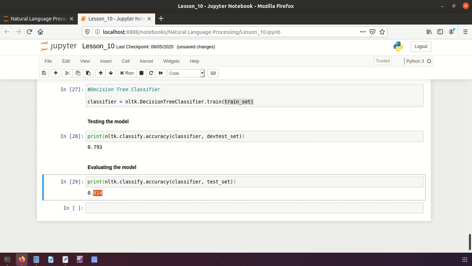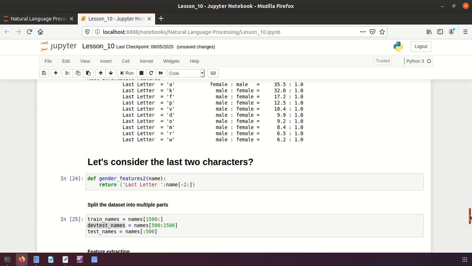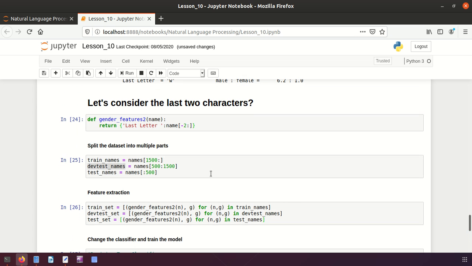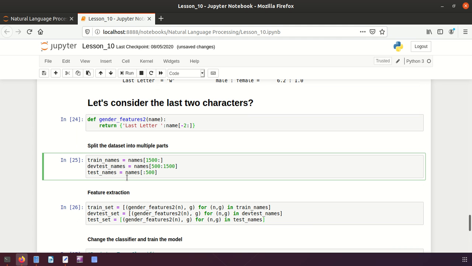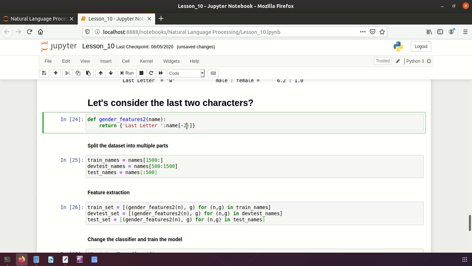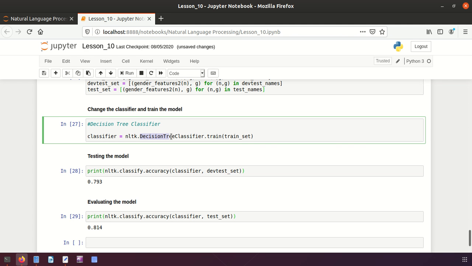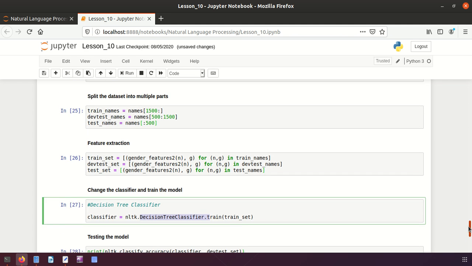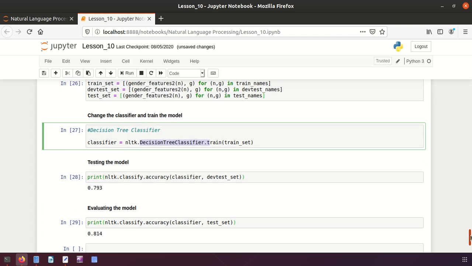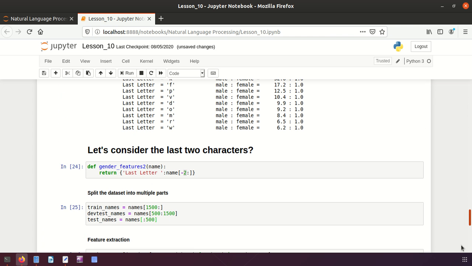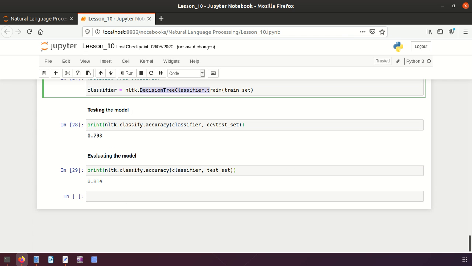So what we have to do from this, you might have understood that instead of having two splits, it is better to have more splits. And one thing else, instead of considering only the last character, it is better to consider the last two characters, right? So you can also change the classifier. Here I am using a decision tree classifier and before it was the naive Bayes classifier, right? So these are the changes we brought and we got in our model.